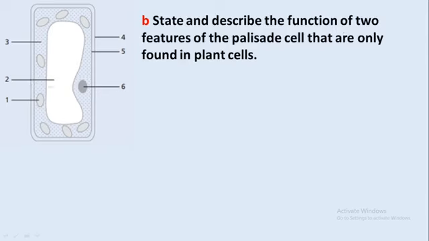So you need to identify the part. One is the chloroplast. The function of the chloroplast is to trap what? Sunlight. They trap sunlight so that a plant will be able to undergo photosynthesis and make its own what? Food. Then for the part labeled 4, the function of the cell wall is to protect the plant against any damage and infections.